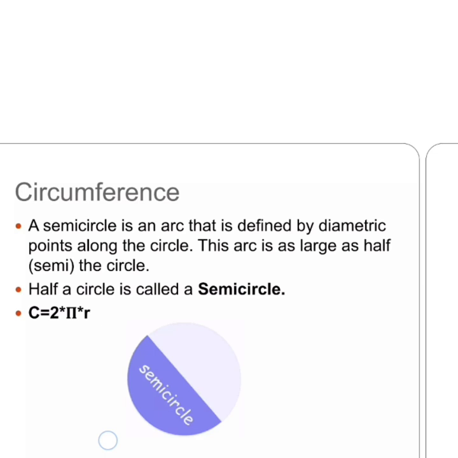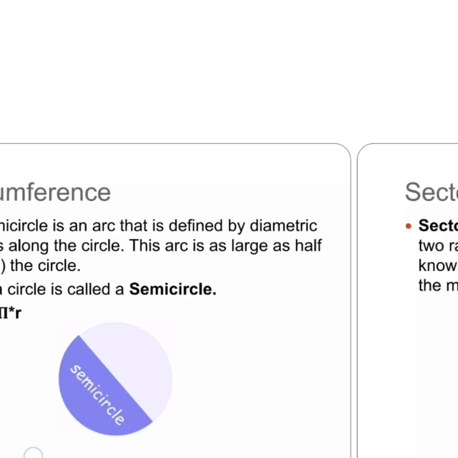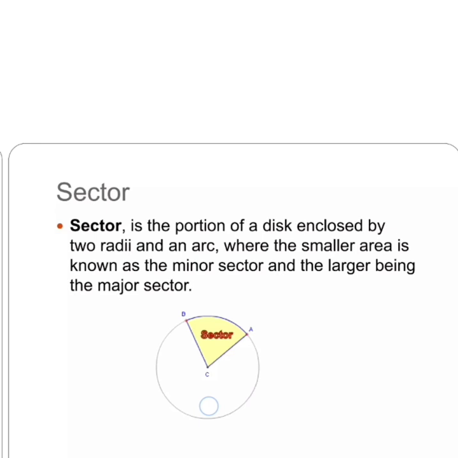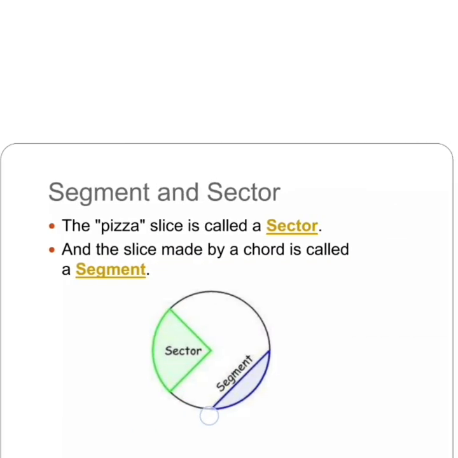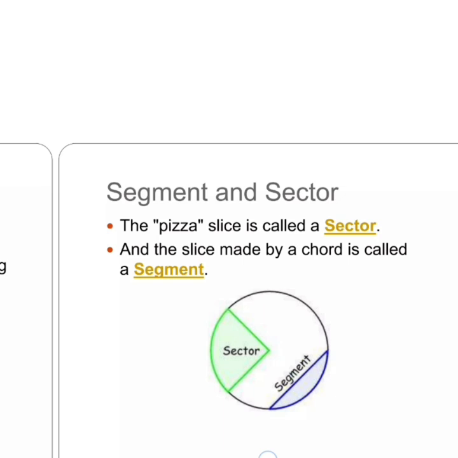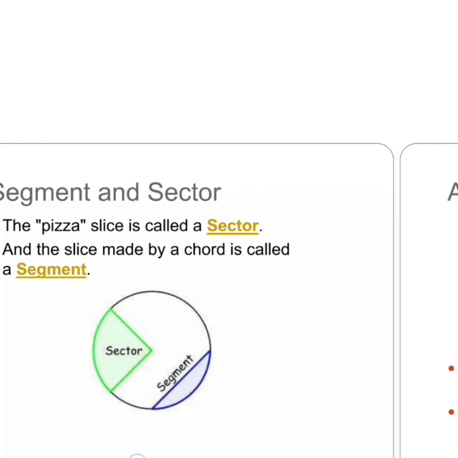Therefore, the circumference of a semicircle is 2 pi r. Sector. A sector is the portion of a disc enclosed by two radii and an arc, where the smaller area is known as the minor sector and the larger being the major sector. Segment and sector. The pizza slice is called the sector, and the slice made by a chord is called a segment.